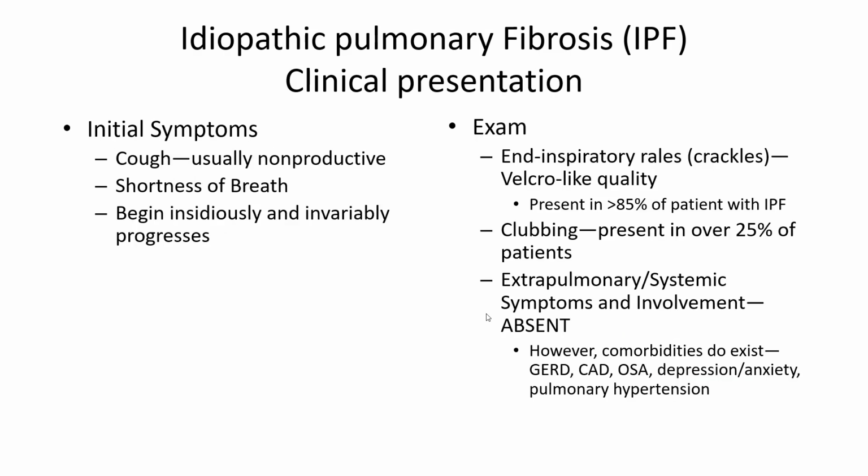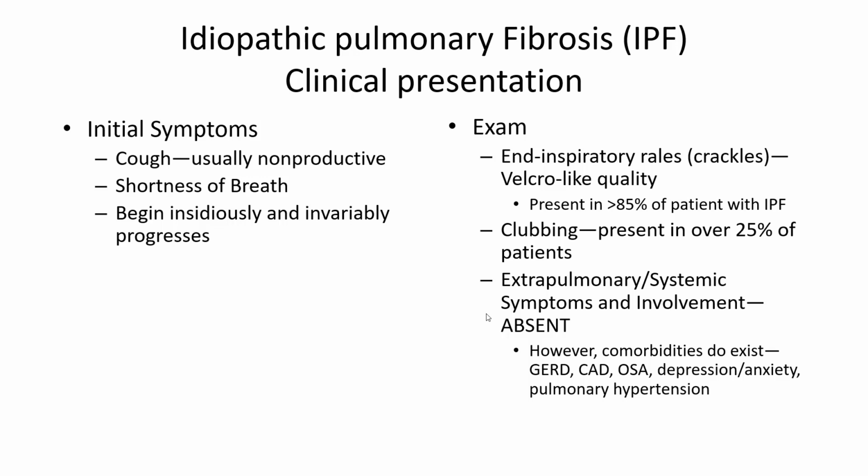So how do folks with IPF present clinically? Well, their initial symptoms, on the left-hand side, you can see it's going to be something like a cough, which is usually non-productive, unless, of course, they're coming off the tail end of an acute bout of bronchitis. They typically do express complaints about shortness of breath, both with exertion and eventually at rest. And this can begin kind of insidiously. It seems like not that big a deal at first, but then progresses over time.